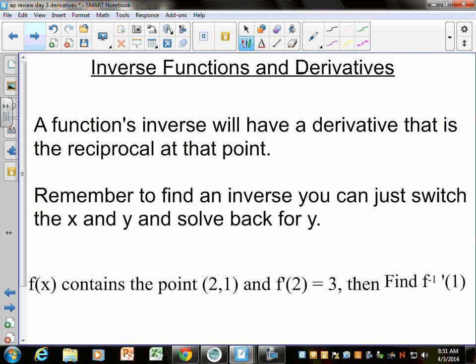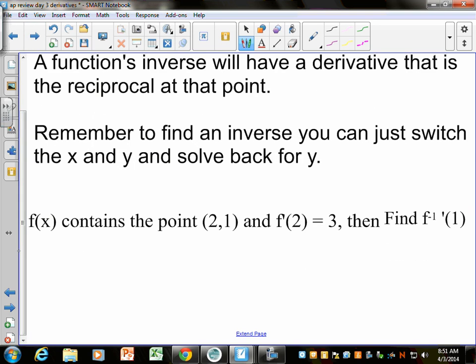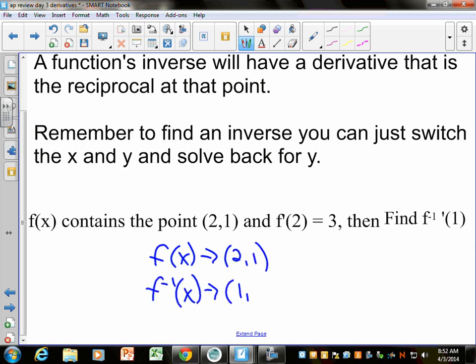I tried to write this out here. I don't even know if I did this correctly. But I put f of x contains the point (2, 1), and the derivative at 2 equals 3. Find the derivative of its inverse function at 1. I didn't put any extra information, but they tend to do that in the problem because they want to confuse you. But if f of x contains the point (2, 1), do you agree that the inverse has to contain the point (1, 2)? That's the definition of inverses: switch.